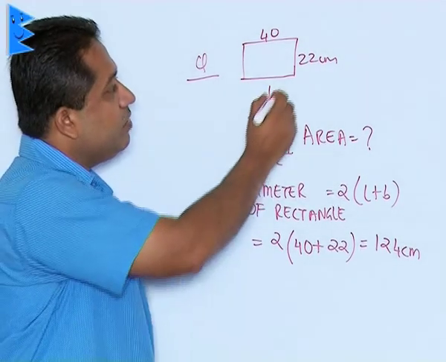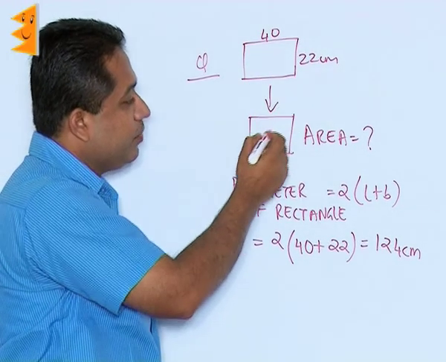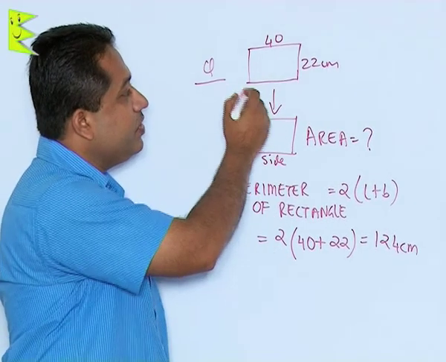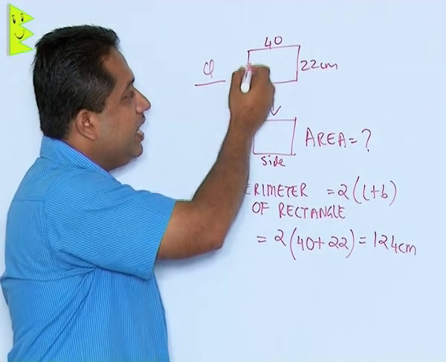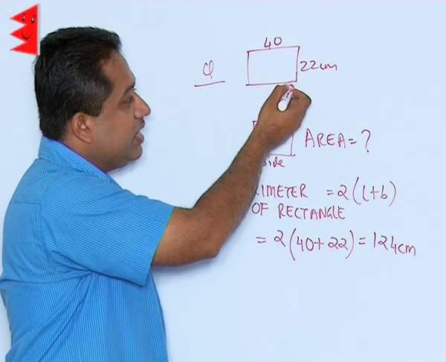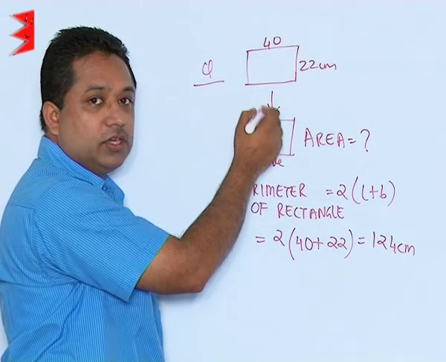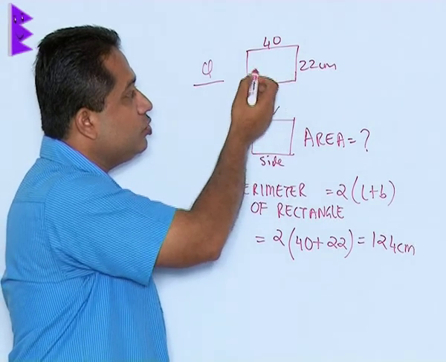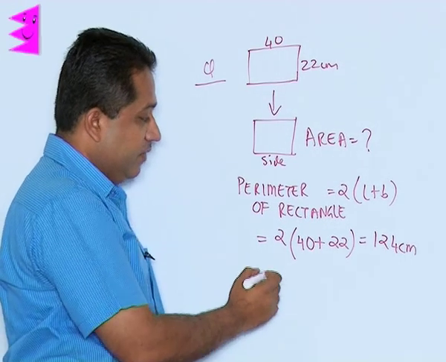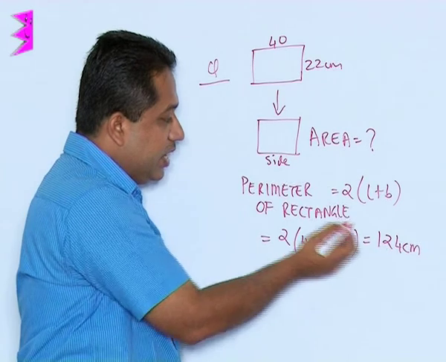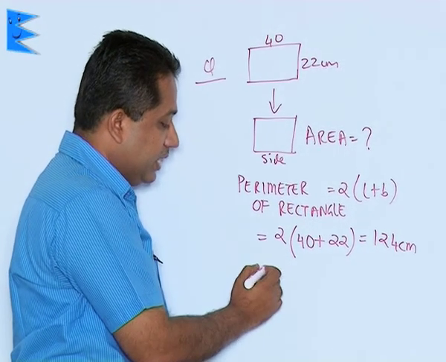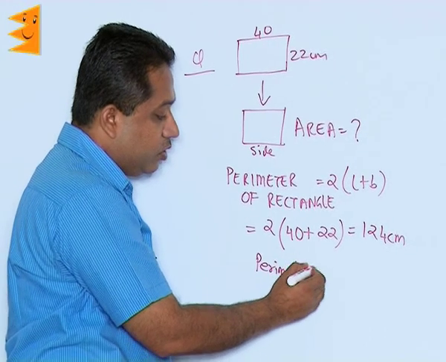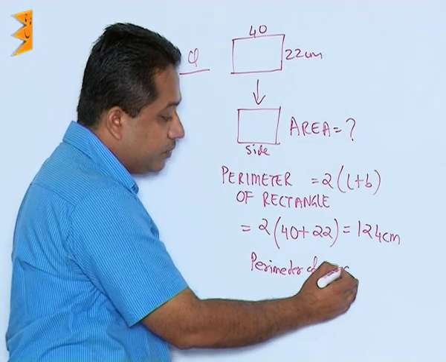If the perimeter of the rectangle is 124, the perimeter of the square will also be 124. The reason being, we are making the same rectangle and then reshaping it into a square. That means the total boundary length or the total length of the wire that is used to make the two figures is same. Therefore, if 124 is the perimeter of the rectangle, we can say perimeter of square is also 124.